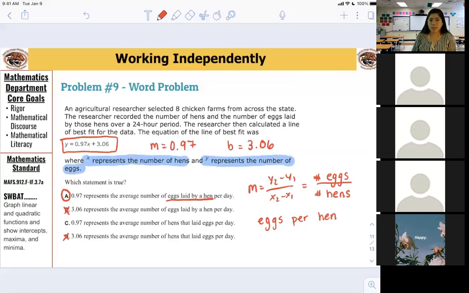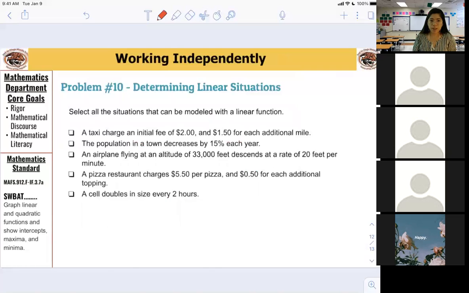We only have about 3 minutes, so I'm just going to quickly head over to the last problem, which is similar to our bell ringer. We want to select the situations that can be modeled by a linear function. So we want to get rid of anything that has to do with percentages or multiplication. So can anyone tell me which answer choices I can get rid of? B. B is out. It's got a percent. Anything else out? Doubles in size? Very good, Ajira. Doubles. That's a multiplication word. So that one's also out.